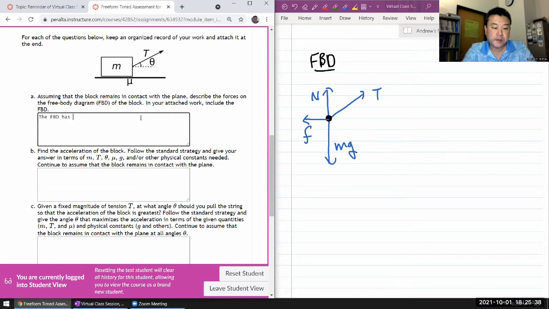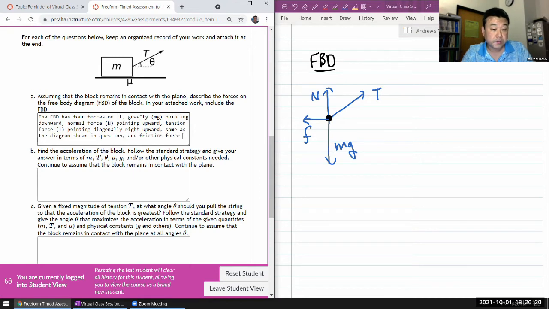The free body diagram has four forces on it: gravity, mg, pointing downward; normal force N pointing upward; tension, force T, pointing diagonally right upward, same as the diagram shown in the question; and friction force F pointing horizontally leftward. I think that's it.